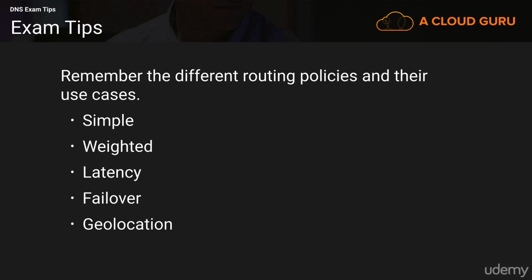And then you should just remember the different routing policies and their use case. Simple is the default routing policy, has no intelligence built into it whatsoever. Weighted allows you to route your DNS requests based on specific weights that you want to use. And like I said in the last lecture, you would use this if you're trying to do A/B testing. So you want to send 10% of your new users to the new site that you're trying to test, and 90% of your users to your original production website.